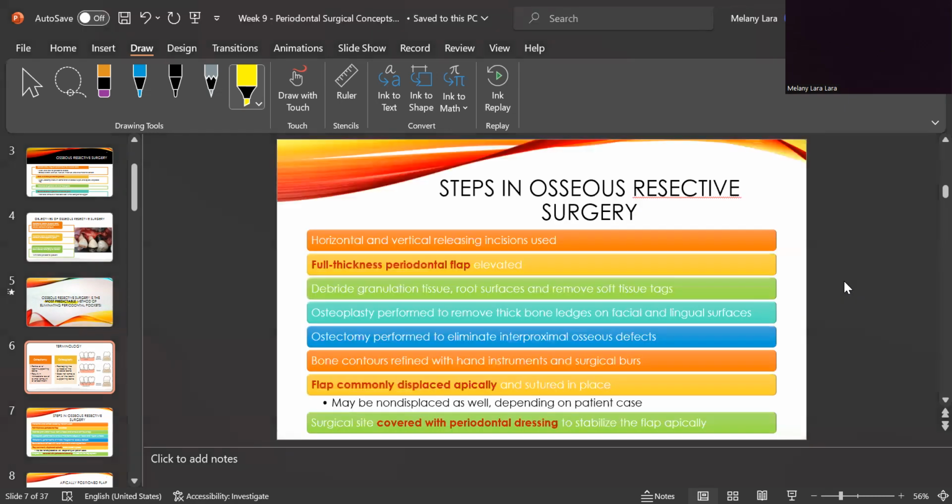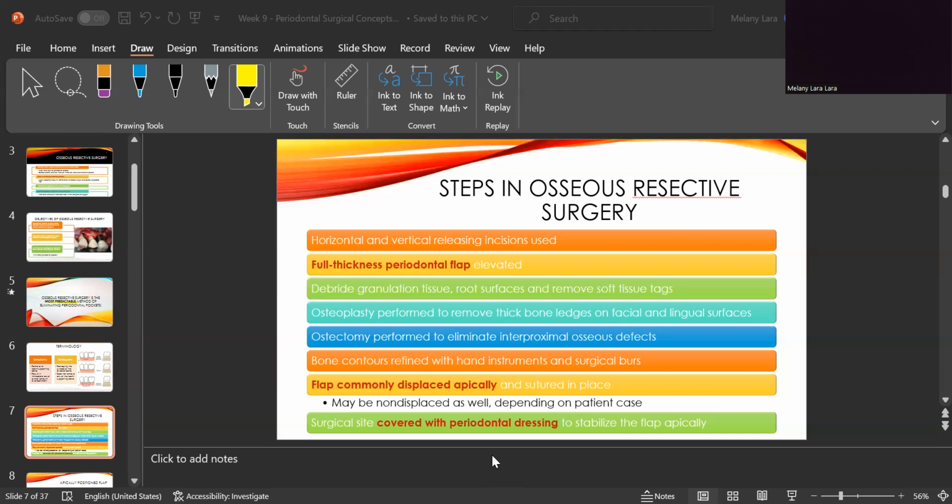All right, so let's go over our steps. And like I said, I have a whole video to show you what these steps look like. So we're just going to go quickly through what this looks like here. So obviously we're engaging a flap. So we need to do horizontal and vertical releasing incisions. Vertical releasing is needed when we're going to be moving that flap around. Okay, so that's why it's not like the modified Widman. It's not as conservative. We're going more aggressively with this one.